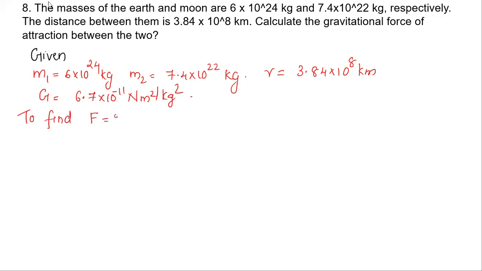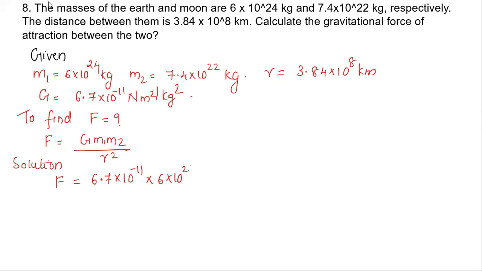gravitational force here. We know that the formula for gravitational force is F is equal to G m1 m2 upon r square. Okay, substitute the values, you will get the solution. That is F is equal to 6.7 into 10 raised to minus 11 into 6 into 10 raised to 24, m2 is 7.4 into 10 raised to 22 upon r square. That is 3.84 into 10 raised to 8, the whole square.